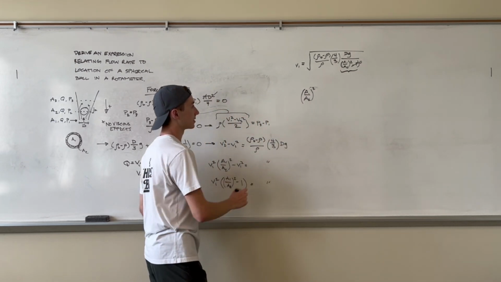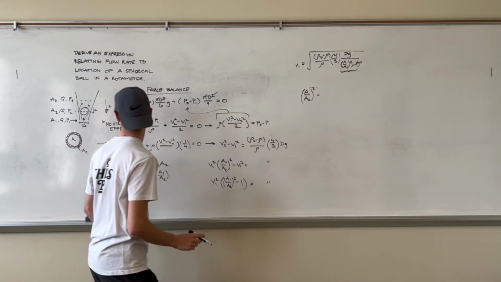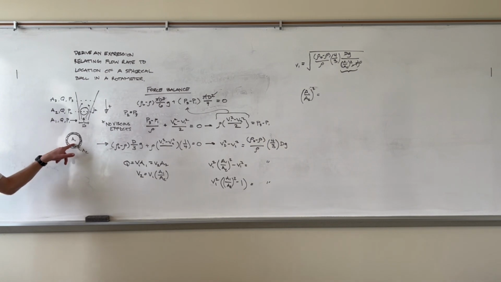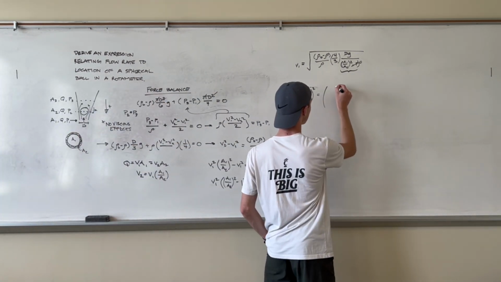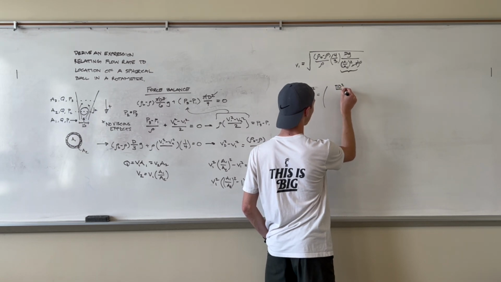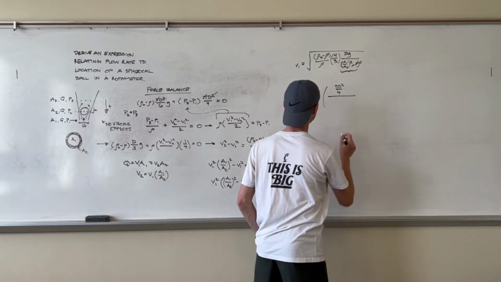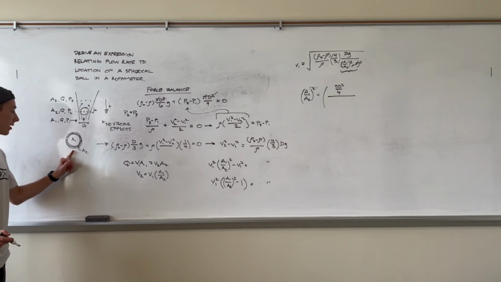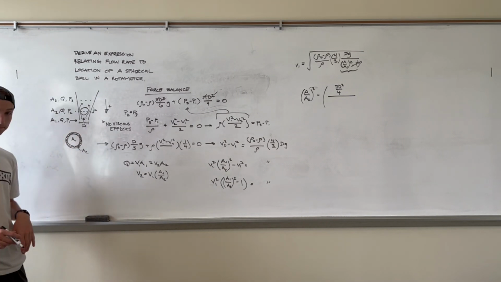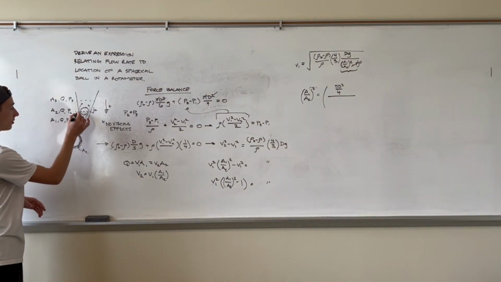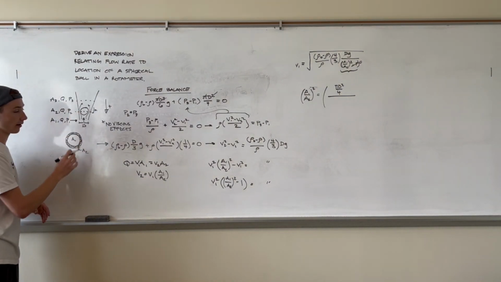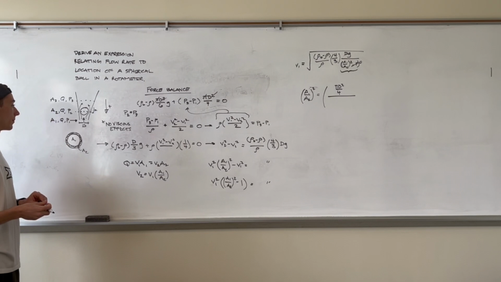A1 over A2 squared. So we just said A1 is the cross-sectional area of the ball. Right. So it's just pi d squared over 4. But then the area of the ring is a little bit more complex. Right? It's the area of the cross-section of the tube here minus the area of the cross-section of the ball.